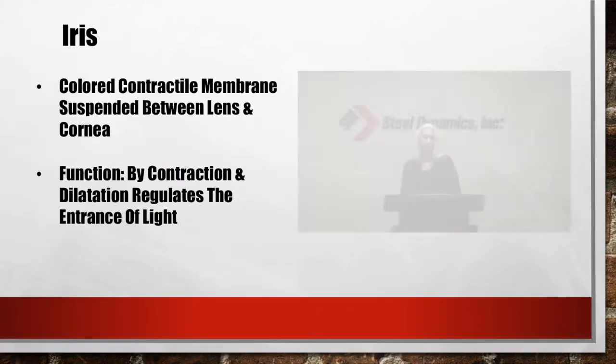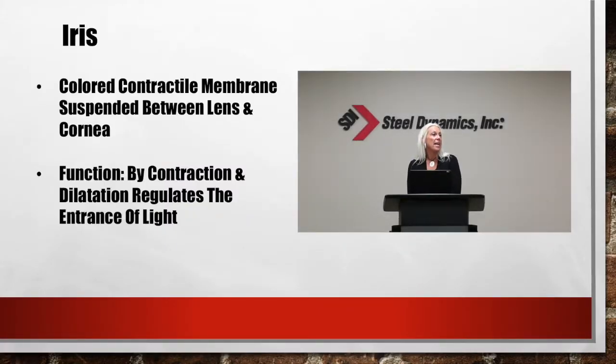When we talk about some of the anatomy of the eye, first we talk about the iris. The iris is the colored contractile membrane that's suspended between the lens and the cornea in the aqueous humor of the eye. It separates the anterior and the posterior chambers of the eye. Its function, by contraction and dilation, is to regulate the entrance of light.